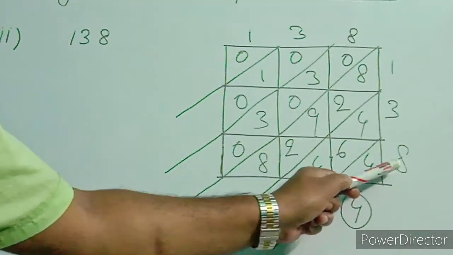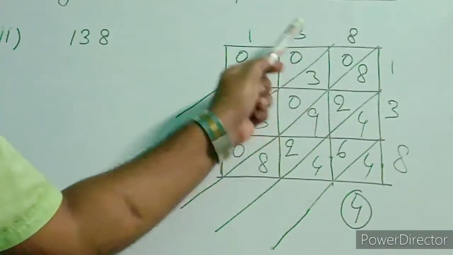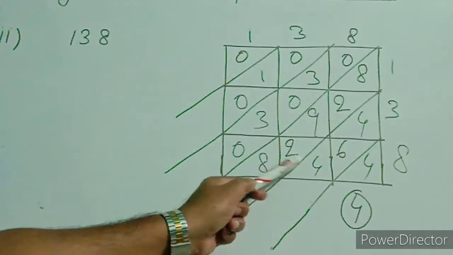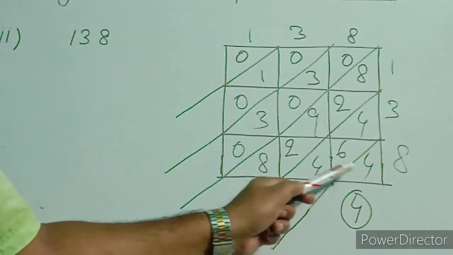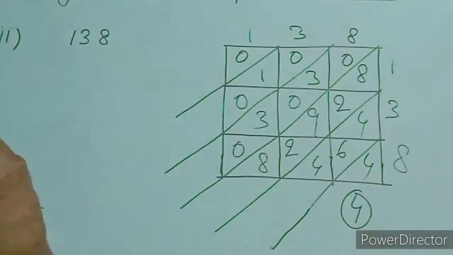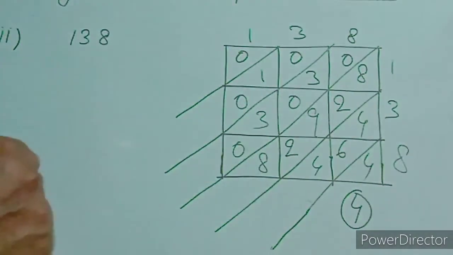Now this 8 is left. 8 1 ja 8, in upper box 0, lower box 8. 8 3 ja 24, in upper box 2, in lower box 4. 8 8 ja 64, in upper box 6 and lower box 4. Now this 4 is carried here. This is alone. This is at a unit place, so I circled here.